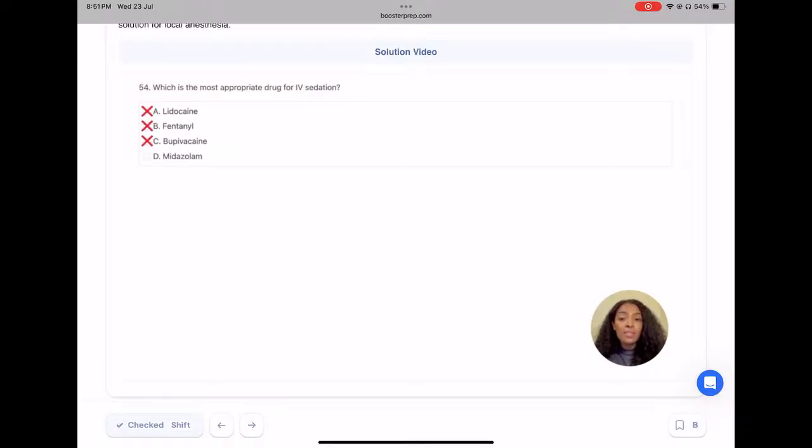It's metabolized in the liver, and if used with certain drugs such as erythromycin or azole antifungals, it can block the enzyme and cause high levels of midazolam in the plasma, which can be toxic. This drug is used for oral and IV sedation, so this would be the correct answer for this question.